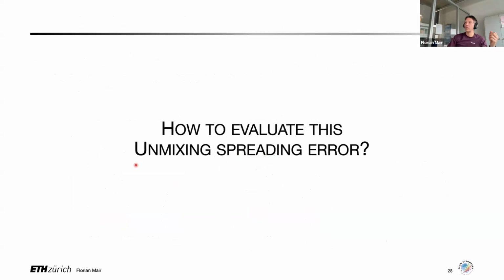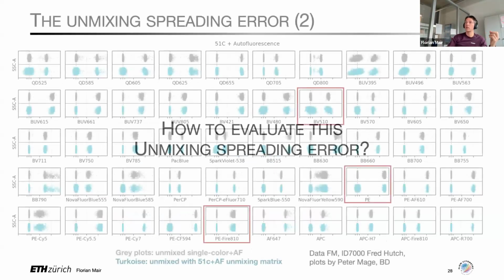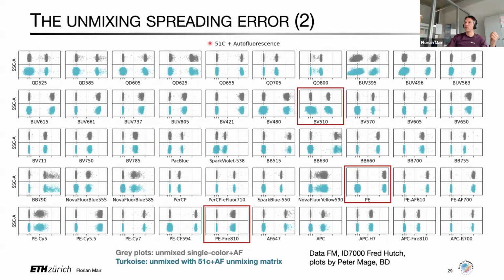And we ended up making these kinds of plots that I'm showing you here on the next slide, which is basically a lot of plots. We don't need to look at all of them. Let's just focus on the ones that are in the red squares. So each of these plots is basically one single stain. In this case, it's PE-Fire 810. And then the upper row of the plot is that single stain unmixed in the context of a one-color unmixing matrix plus autofluorescence. So two colors, if you want to call it like that. And the lower turquoise plots are the very same raw data, the very same single stain unmixed in the context, in this case, of a 51-color unmixing matrix plus autofluorescence.